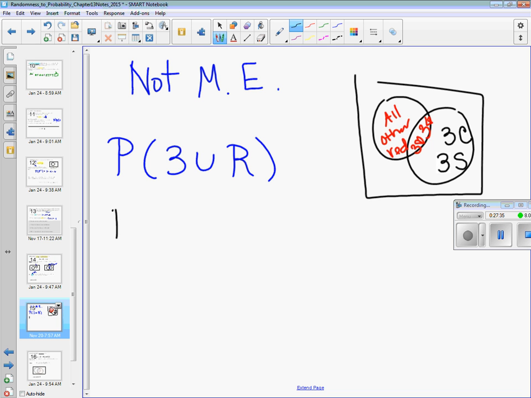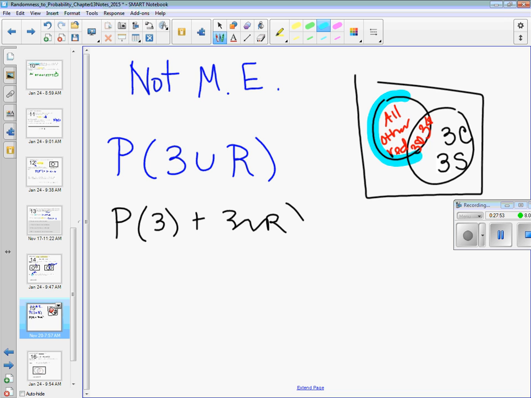So if I just say the probability of 3 plus the probability of red, what happens? Well, if I do it this way, maybe you can see it. This is the probability of the reds. And then here's the probability of the 3s. What has happened? What have I counted twice? The overlap part, would you agree? So I have to subtract one of those away.